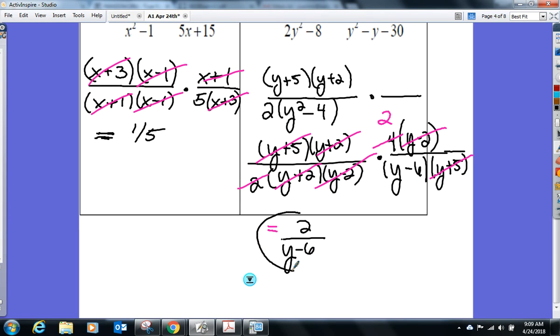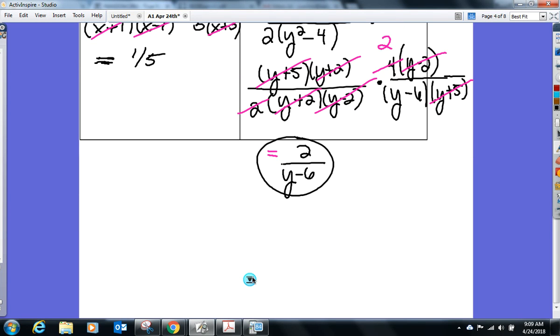Now, hey, everybody stop right here. Don't go ahead of me. Let's say you didn't notice that you could get the 4 and the 2. And maybe you ended up with 4 over 2 times y minus 6. And you look at that and you say, what could you cross off now? The 4 and the 2. So that's okay if you don't get everything right in one step. When you rewrite it, take a look at it and say, can this be simplified anymore?